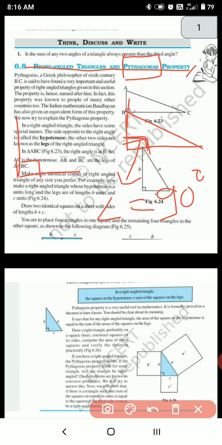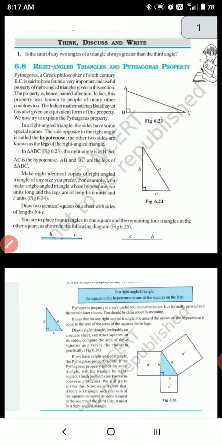as a 90 degree angle. And when we join these two lines, we get a triangle. And the side which is opposite to the right angle, this one, is called your hypotenuse. What? Hypotenuse. Pythagoras has given names to the sides of this triangle.